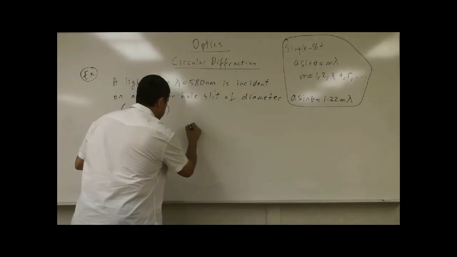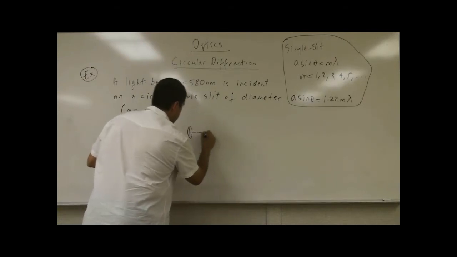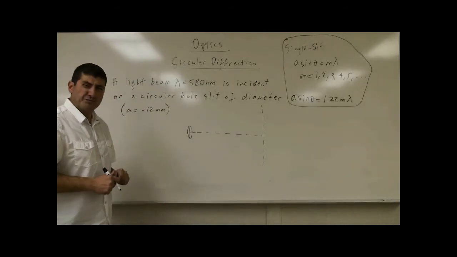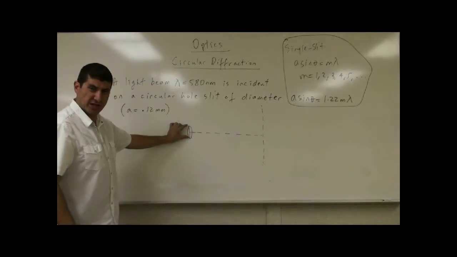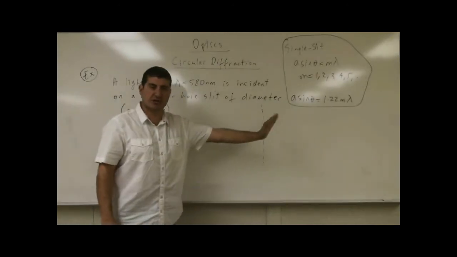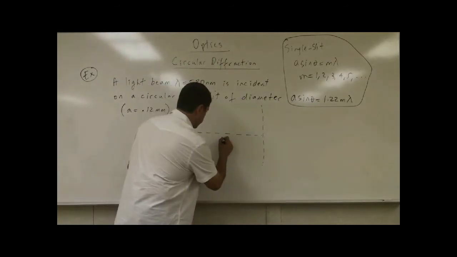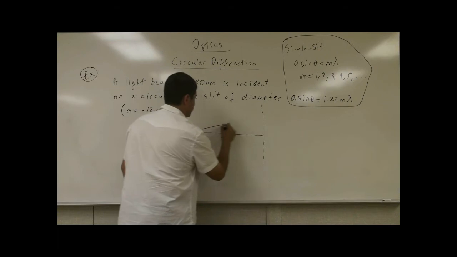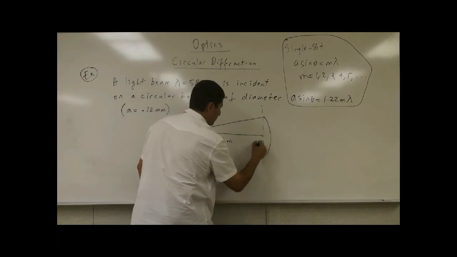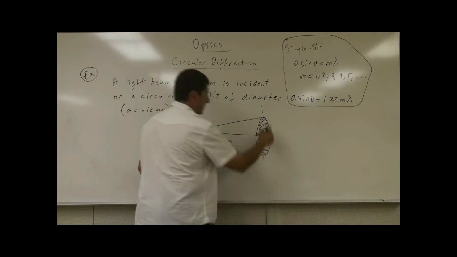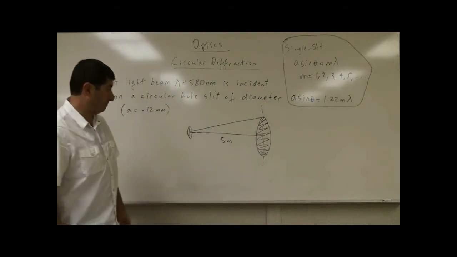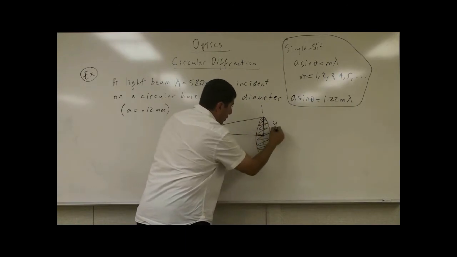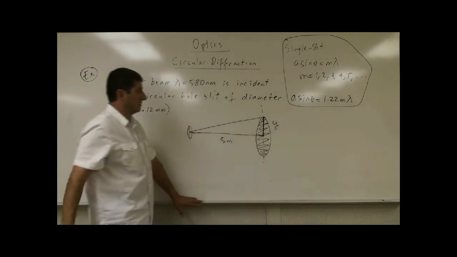So if this is the opening here, and you draw a picture like this, we're going to assume that the opening is so negligible compared to the distance to the screen. The screen was 5 meters away, this way. And then basically it goes like this, and this is the circular pattern. This is the central bright fringe, the circular central maximum. So this distance here we're going to call y.